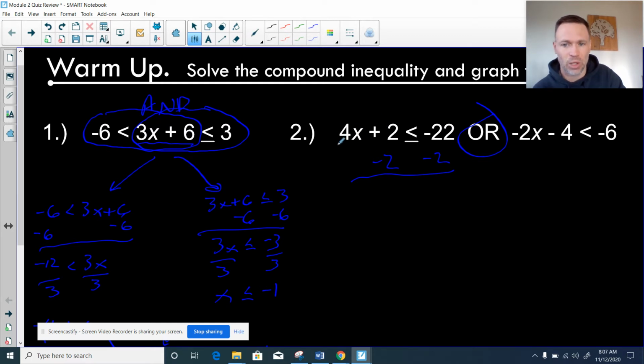What's happening to x? It's being multiplied by 4, and I'm adding 2. How do I undo that? I subtract 2 from both sides. Then I'm left with 4x is less than or equal to negative 24. I divide by 4, divide by 4. I get x is less than or equal to negative 6. I did not flip the symbol there because 4 was not negative.